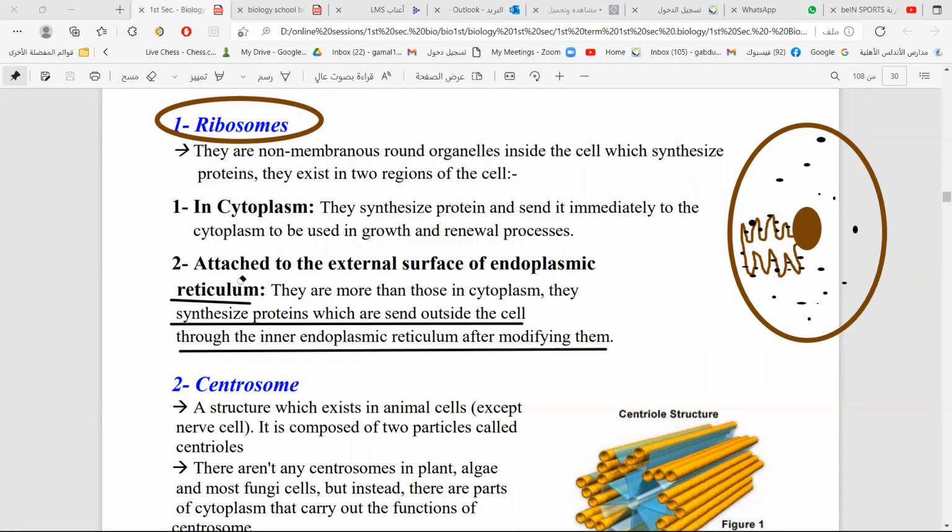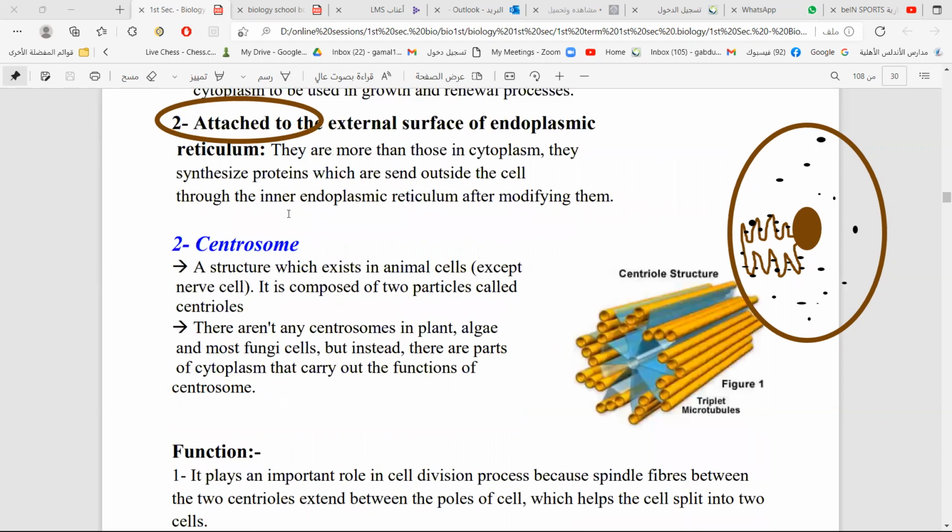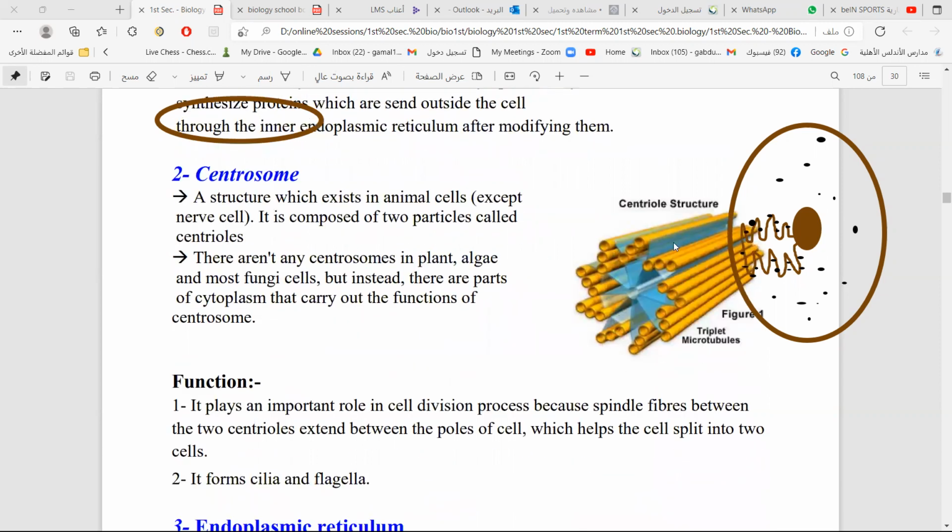After that, we have the centrosome. You can find the centrosome in the animal cell only, not in the plant cell. The animal cell only has a centrosome.